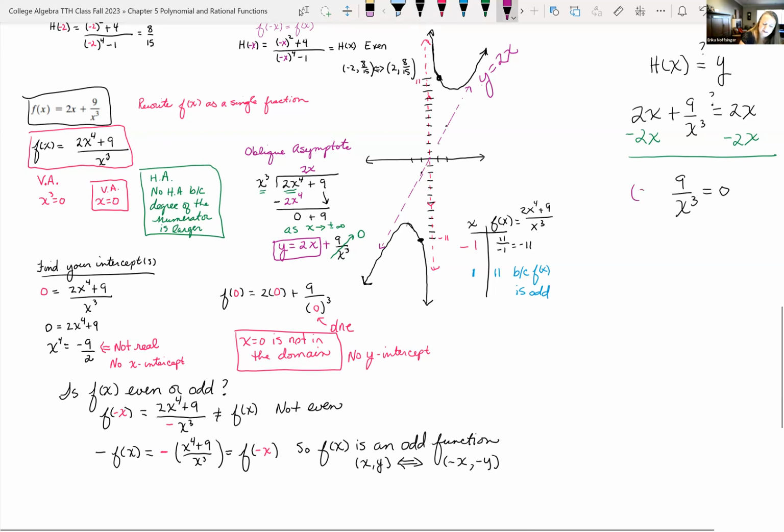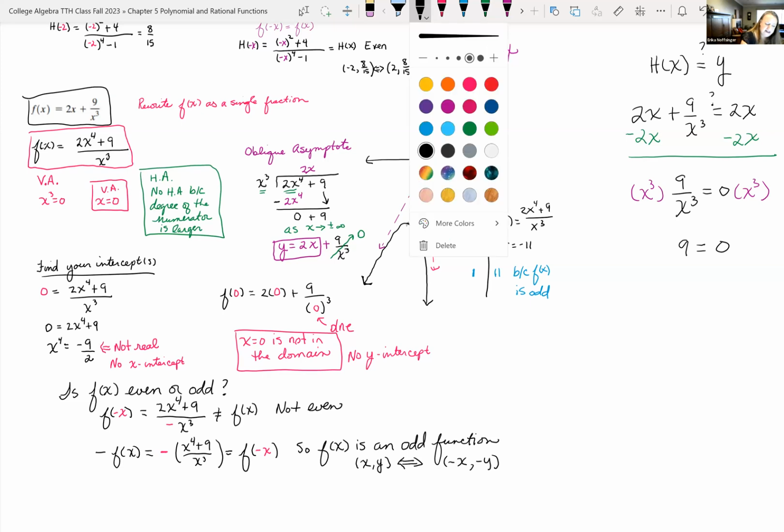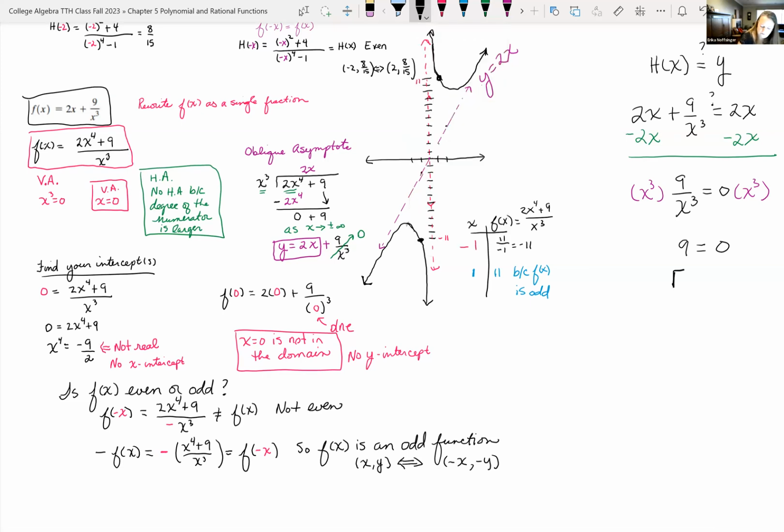Now, if we multiply both sides by x cubed, I get 9 is equal to 0. This is a false statement. So if you get some false statement like this, it tells you that it's not going to cross. So false. The graph does not cross the oblique asymptote.